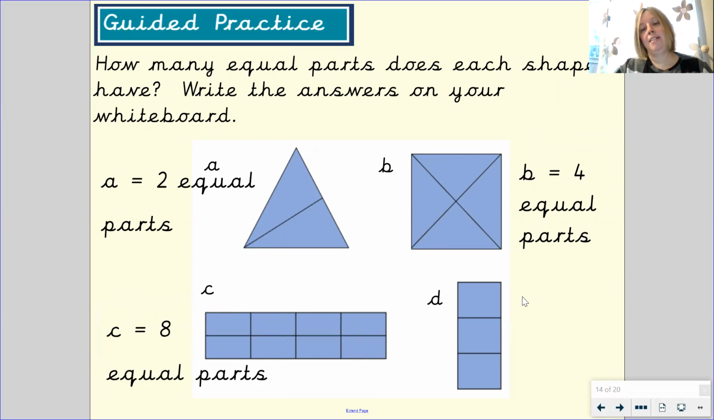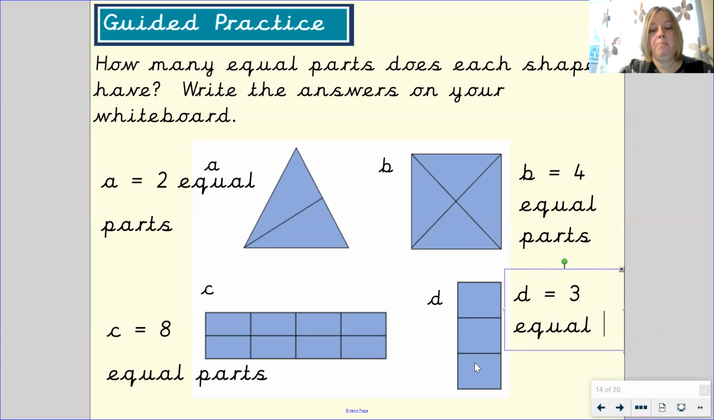And finally, let's have a look at D. How many equal parts did shape D have? Let's count. 1, 2, 3. So D has 3 equal parts. So it's really important that you've written equal parts in your answer for me.